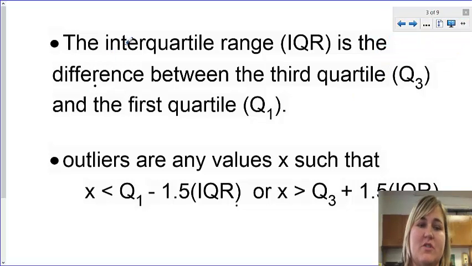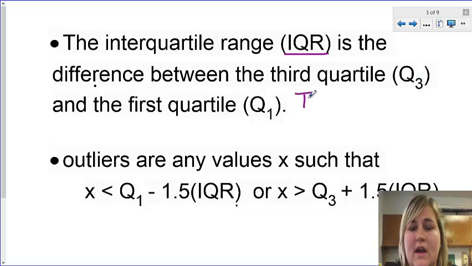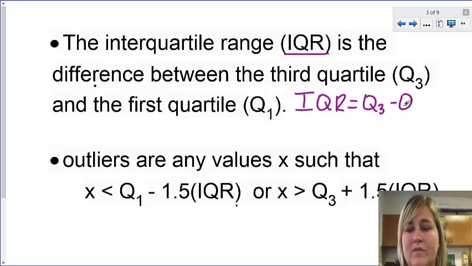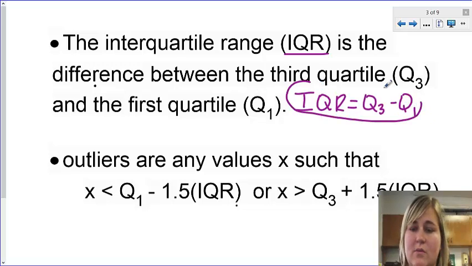Some other information. The interquartile range, or the IQR, is the difference between the third quartile, or Q3, and the first quartile. So that means that IQR equals Q3 minus Q1. That's it. That's what you need to know about IQR.